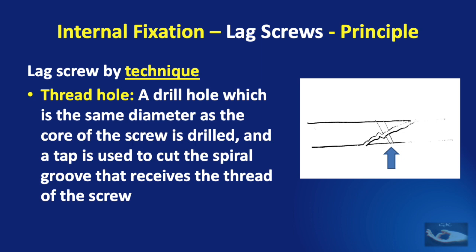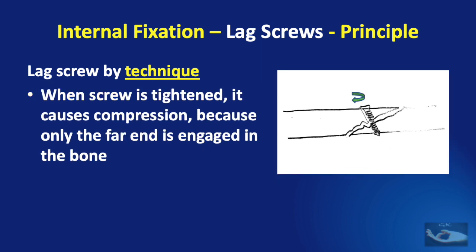It is a drill hole which is the same diameter as the core of the screw, and a tap is used to cut the spiral groove that receives the thread of the screw. This is a narrower hole. So when the screw is inserted and tightened, it causes compression because only the far end is engaged in the bone.